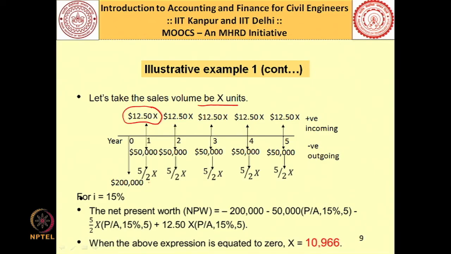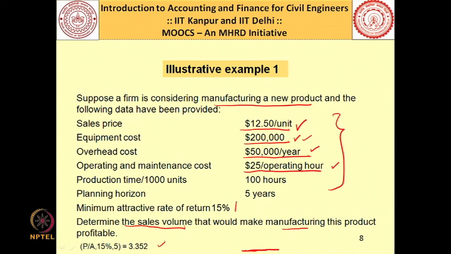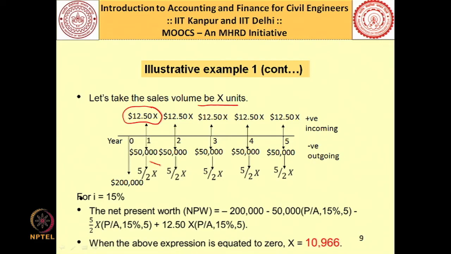We are also given $25 per operating hour as the O&M cost, operating and maintenance cost. And in 1 hour we are producing x by 10. So, our cost is going to be 25x by 10, which is nothing but 5 by 2x. And there is $50,000 per year, for years 1, 2, 3, 4 and 5, and in addition the variable cost is 5 by 2x. And if you are buying the equipment, you incur 200,000 at time t equal to 0.